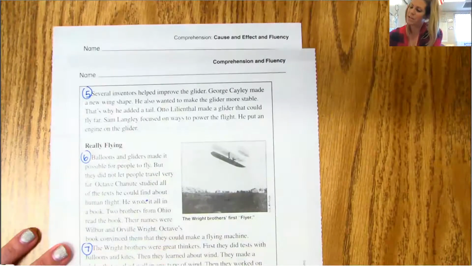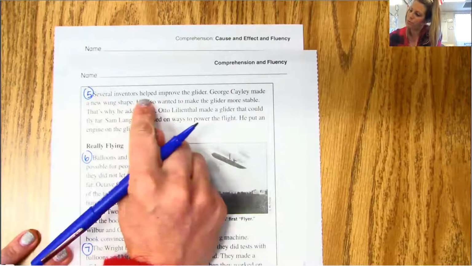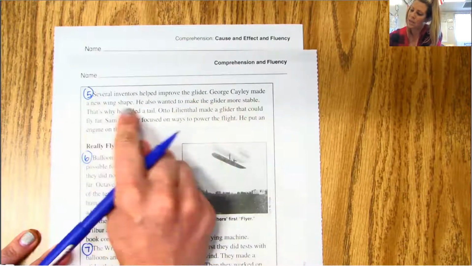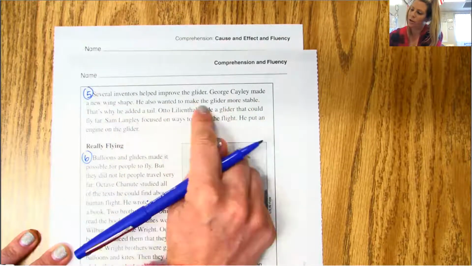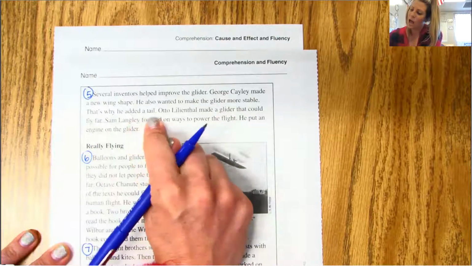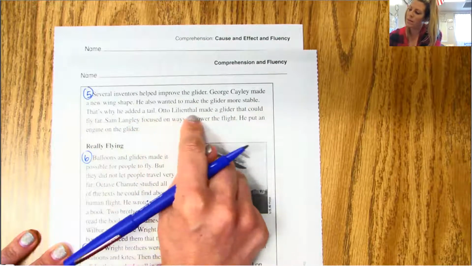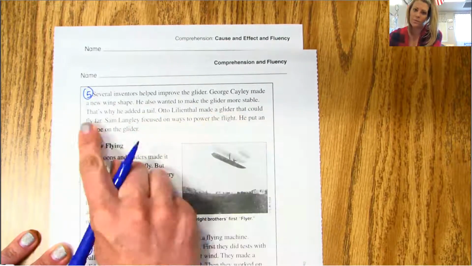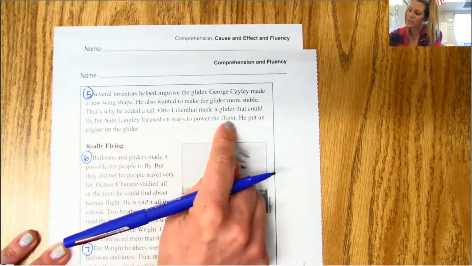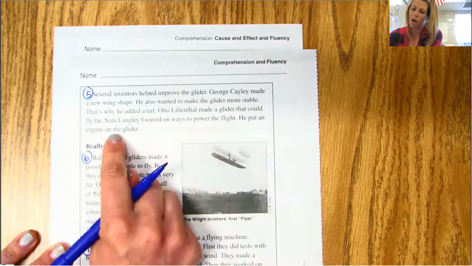Turn to the next page. Several inventors improved the glider. George Cayley made a new wing shape. He also wanted to make the glider more stable. That's why he added a tail. Otto Lilienthal made a glider that could fly far. Sam Langley focused on ways to power the flight. He put an engine on the glider.